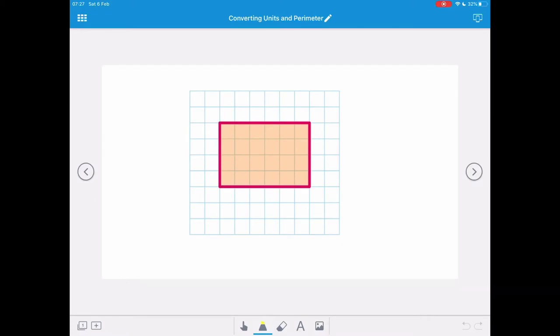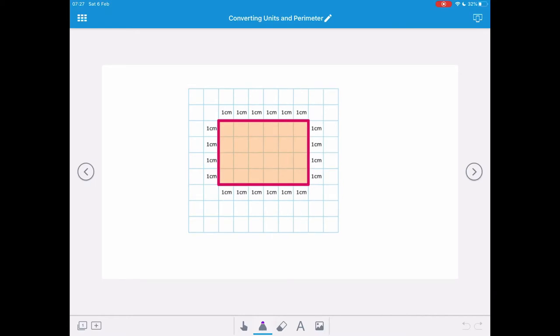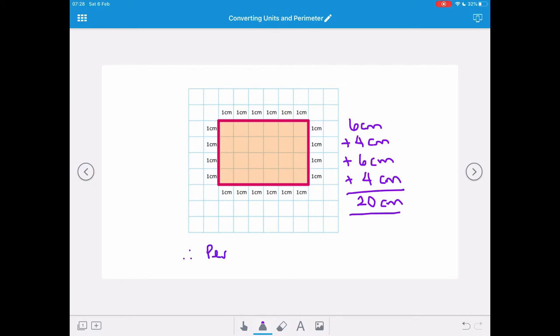So here we've got a rectangle, and you can see the perimeters marked in red. And each of those squares around the outside edge is worth 1 centimeter. So we've got 6 centimeters across the top, and then we're going to add on 4 centimeters down one side. We're adding on another 6 centimeters for the bottom edge, and then 4 centimeters going back up to where we started. And if we do 6 plus 4 plus 6 plus 4, we're going to get 20 centimeters. So we can say that the perimeter of this rectangle is 20 centimeters long. Now remember, we must have units on our answers because it's measurement.